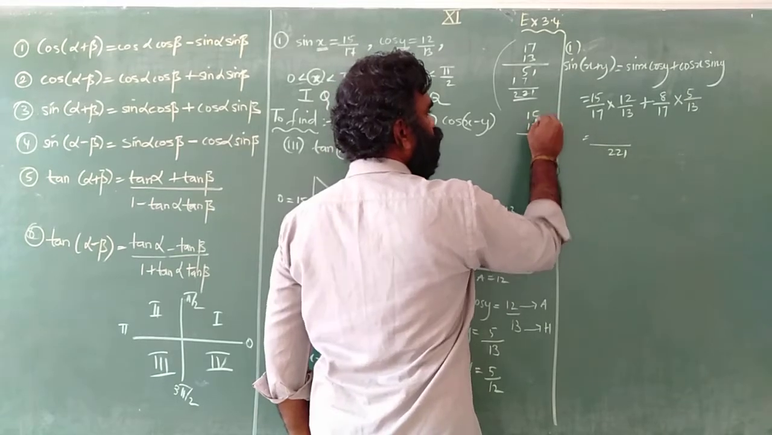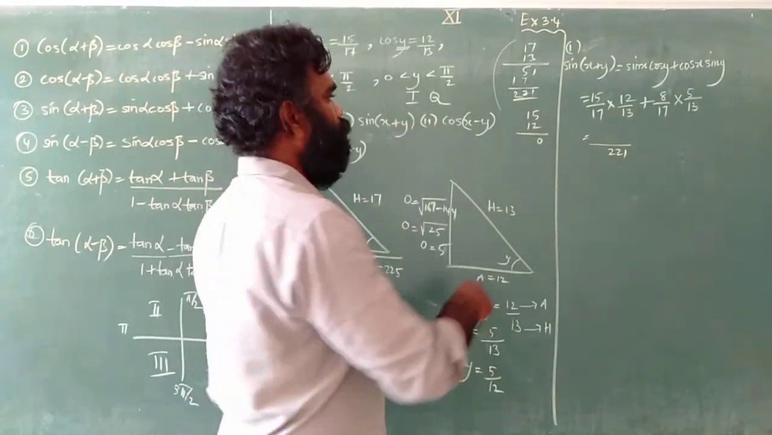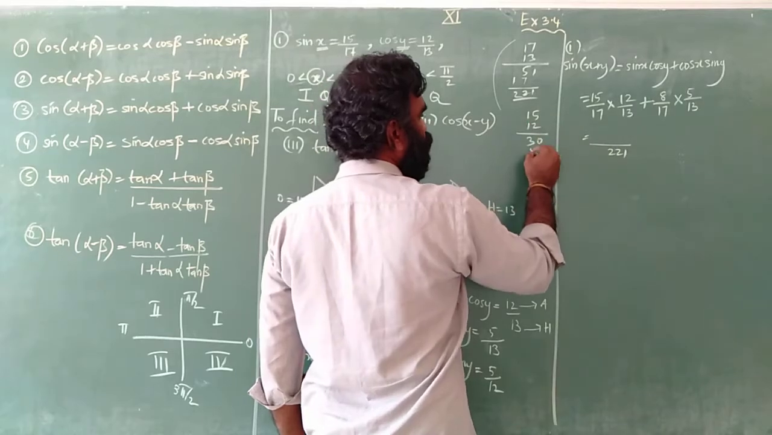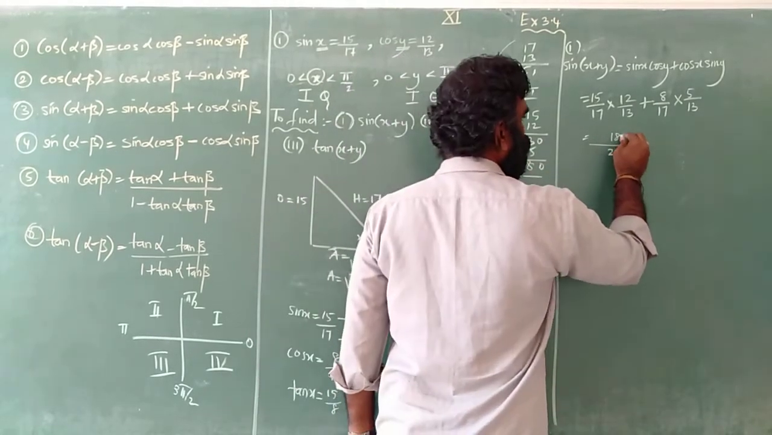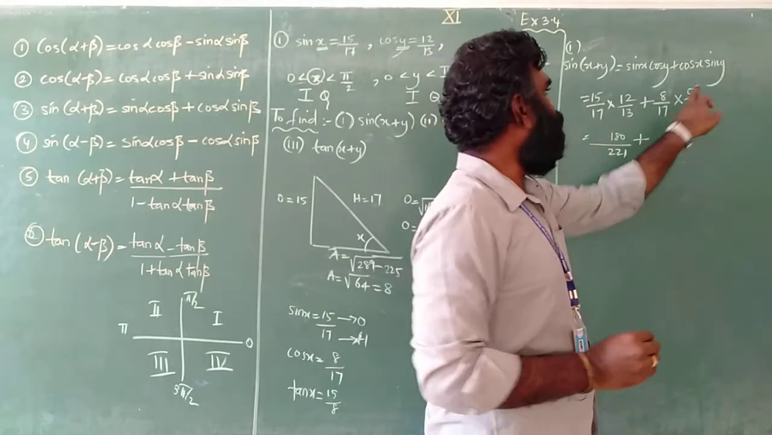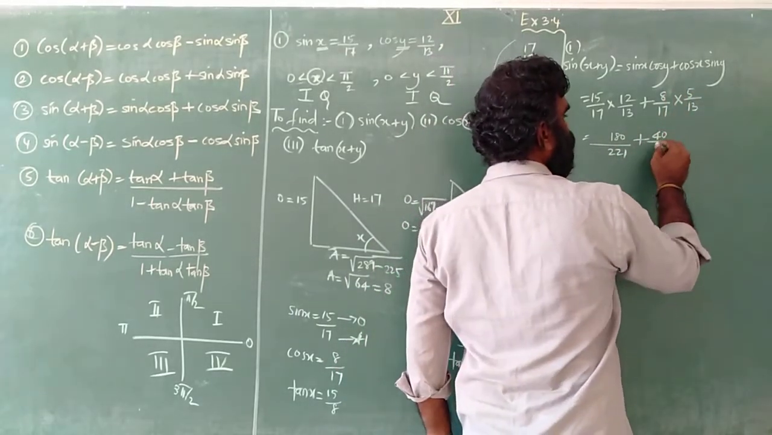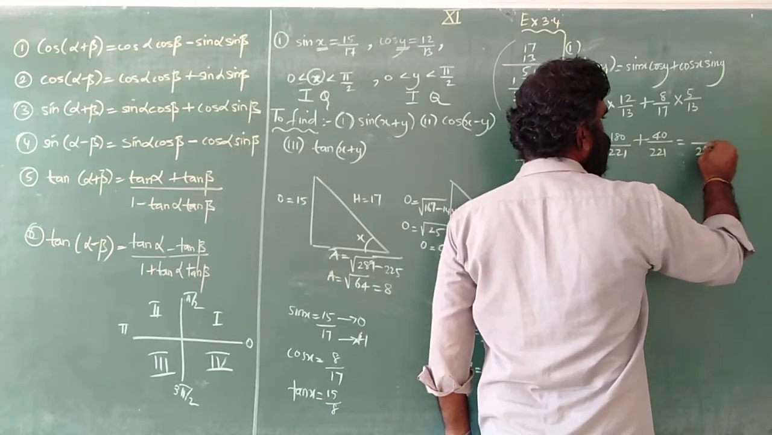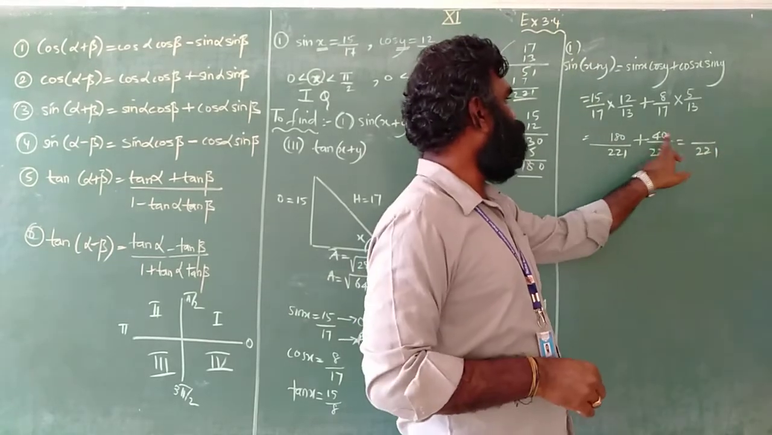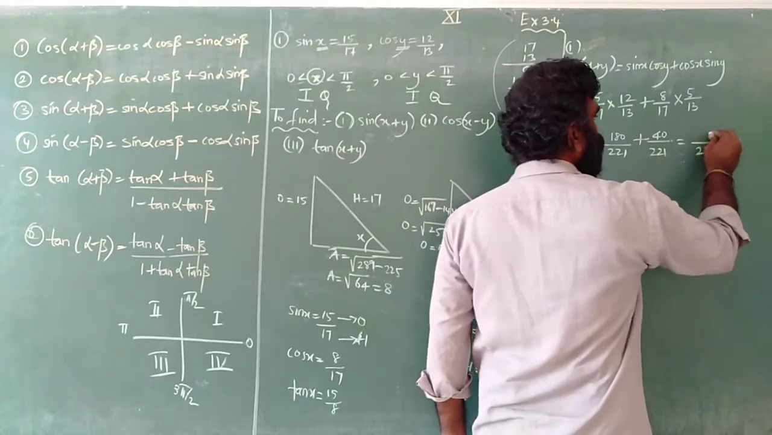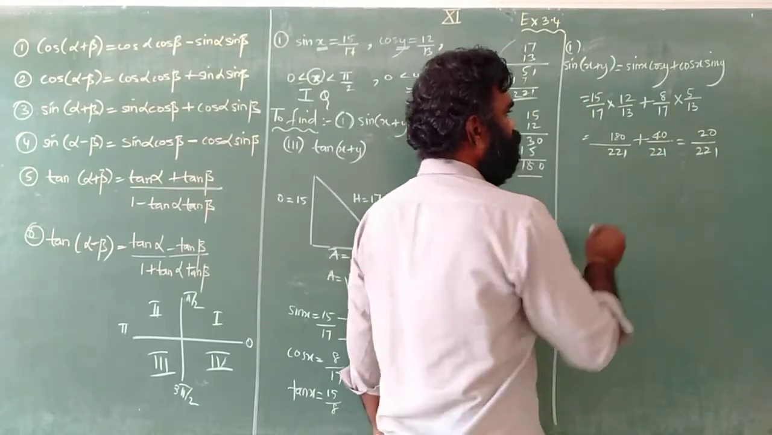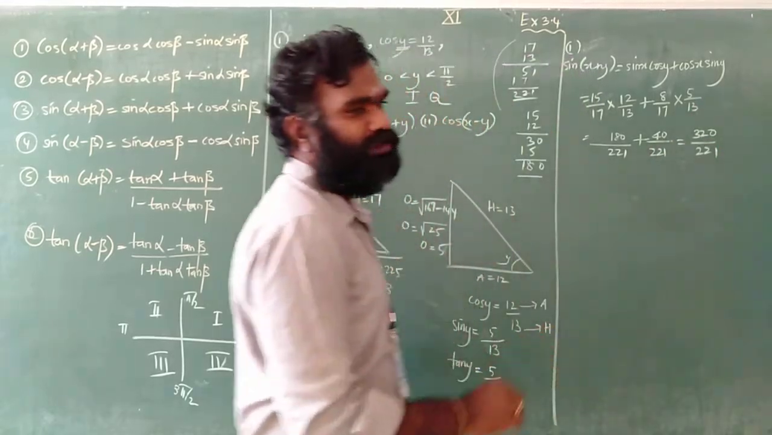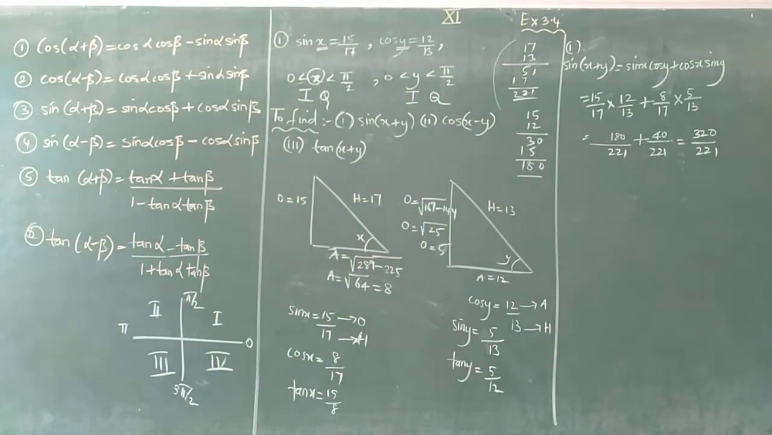15 into 12. 2 5s are 10. Carry over 1. 2, 3. 1 into 5 is 5. 1 into 1 is 1. 0, 8, 1. 180. Plus 8 5s are 40. 40 divided by 221. Since 221 is the same, I need to add 0 plus 0, nothing but 0. 8 plus 4 is 12, carry over 1, carry over 2, 3, 320. Answer is 320 divided by 221 for the first subdivision.